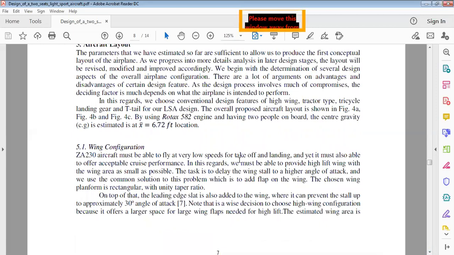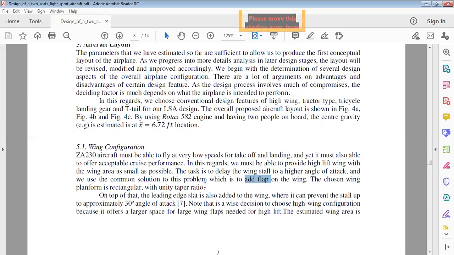The ZA230 aircraft must be able to fly at very low speeds for takeoff and landing, and yet it must be able to offer acceptable cruise performance. In this regard, we must provide a high lift wing with the wing area as small as possible. The challenge is stall delay on the wing, so a higher angle of attack. The common solution to this problem is to add flaps on the wing. So why will the flap be used? It increases the surface area and delays the flow separation. By delaying the flow separation, it gives rise to lift on an aircraft. So flap is taken as a high lifting device.